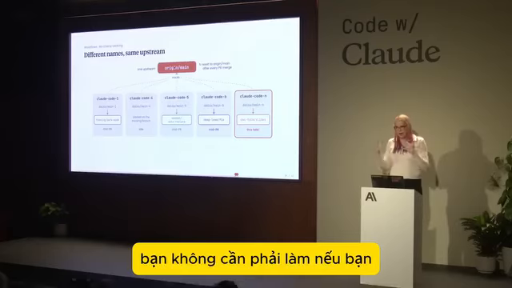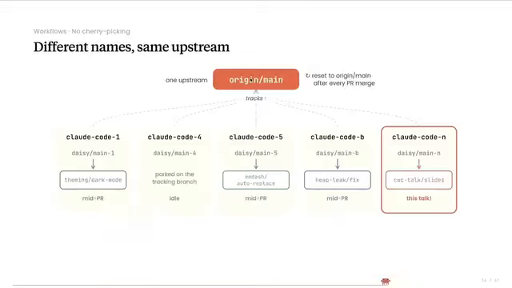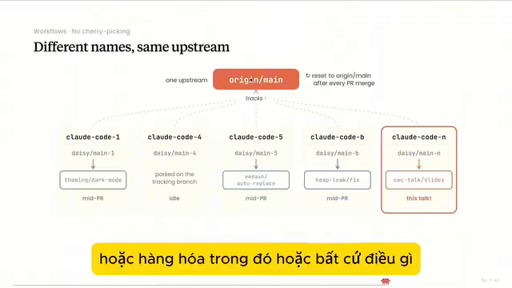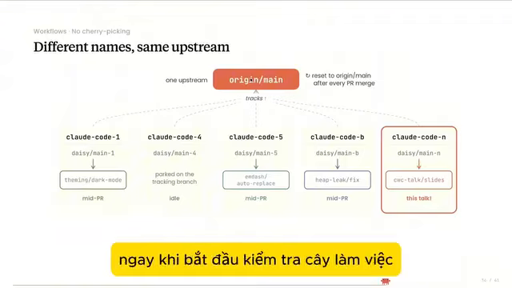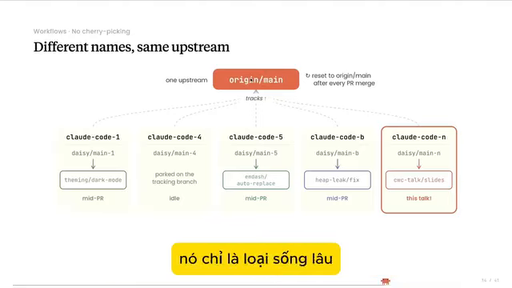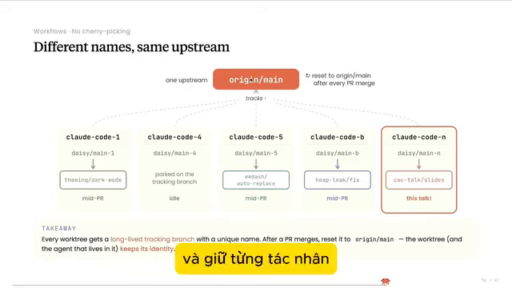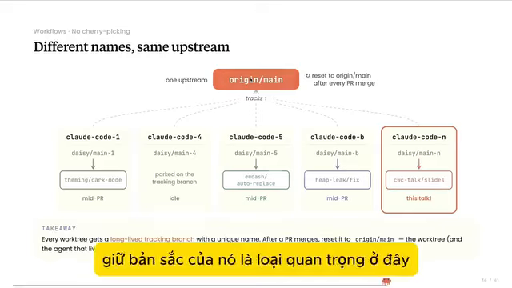If these work trees are long lived, you don't have to run npm init or cargo init or whatever you have to do at the very beginning of checking out the work tree. You don't have to make all the symlinks. It's just long lived. And each agent keeping its identity is kind of important here.